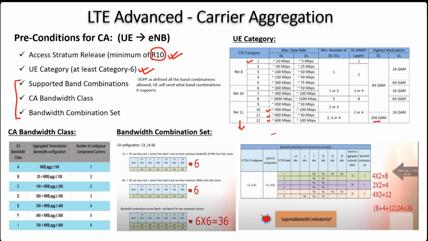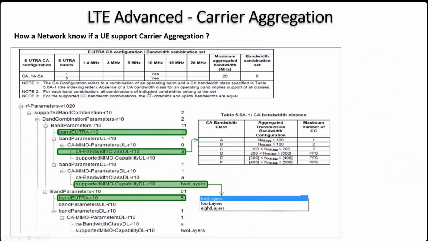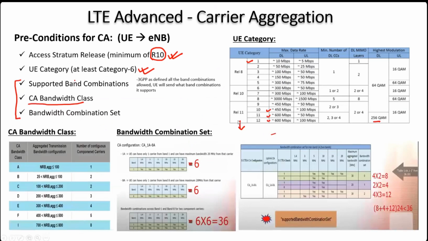Now try to understand the CA bandwidth class, then we'll understand the next one. What is CA bandwidth class? This is the 3GPP table. As per 3GPP, CA has been classified into a few classes: A, B, C, D, E, F. What exactly is it telling? It tells how many component carriers it is going to aggregate and what the bandwidth configuration will be for that.